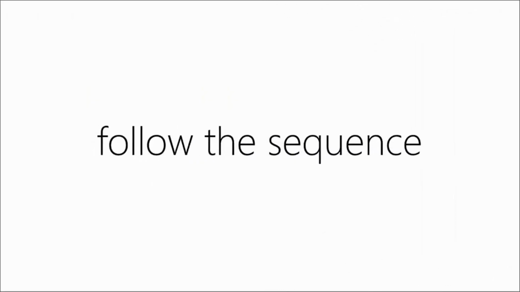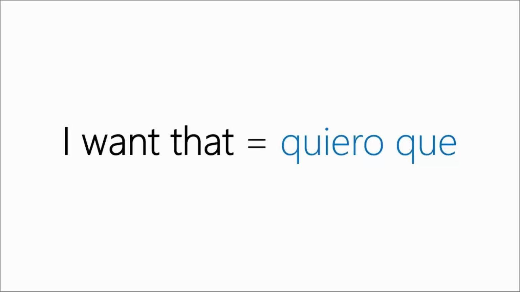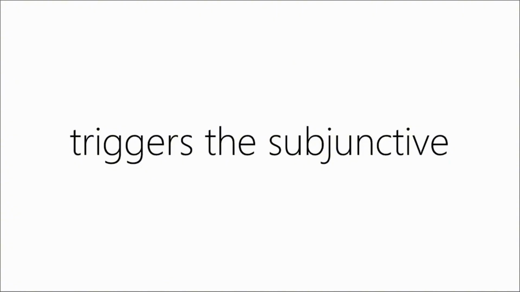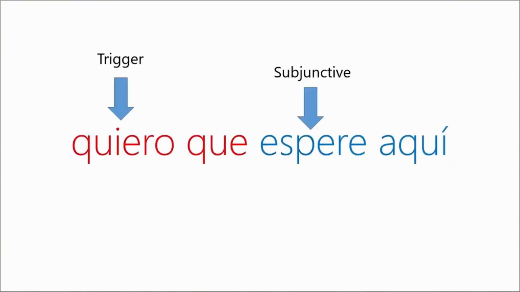Let's follow that sequence one more time. The original sentence was, I want him to wait here. But that not being translatable literally into Spanish, we had to reorganize it, rephrase it into, I want that he waits here. Now, I want that is quiero que, and that is a trigger for the subjunctive. So we had quiero que espere aquí. You can see the verb esperar now being represented in the subjunctive.